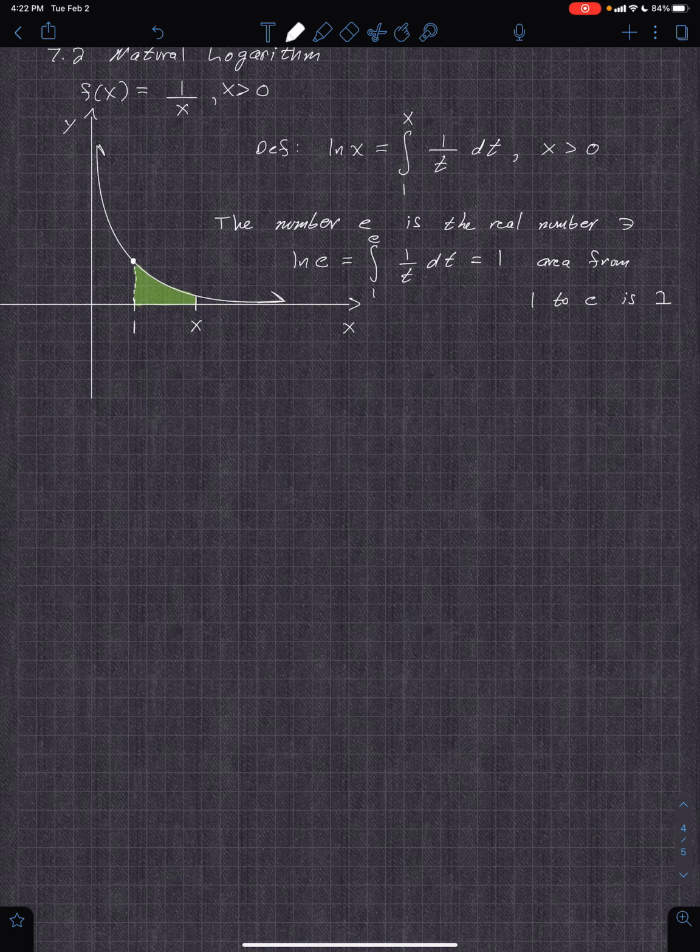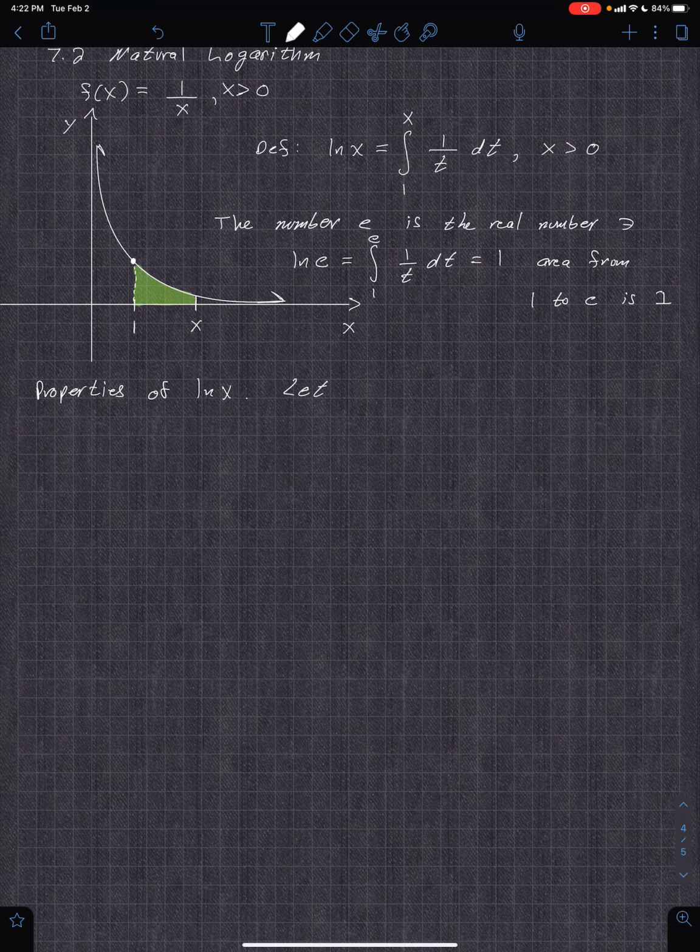So with that definition, we get all the properties of the natural logarithm. That's what's kind of cool about it. Let's take a look at them. So here are the properties of ln x.